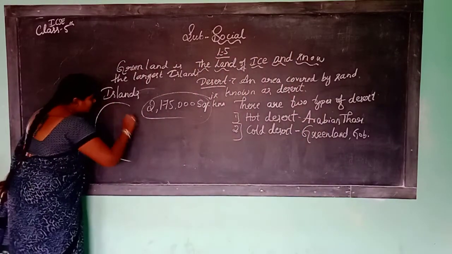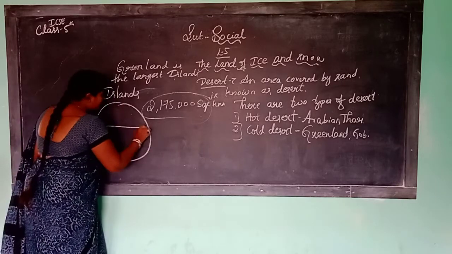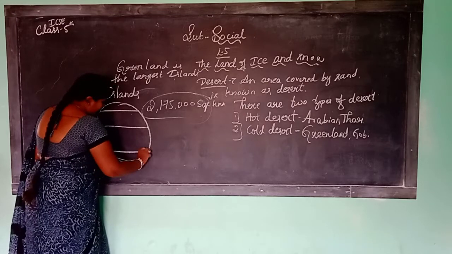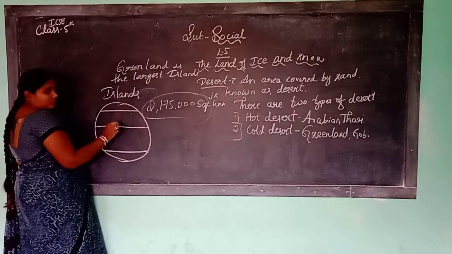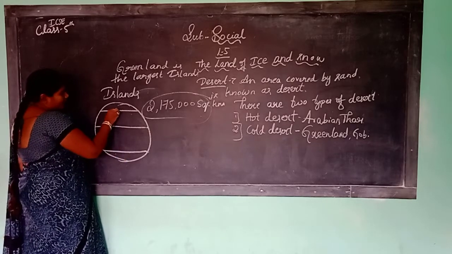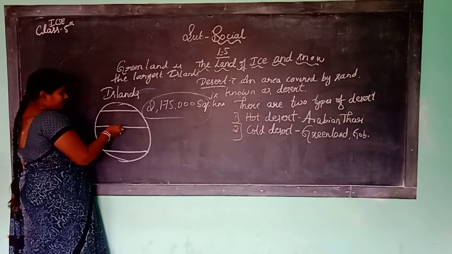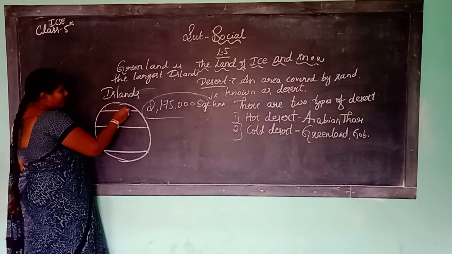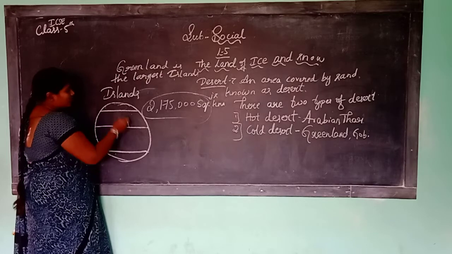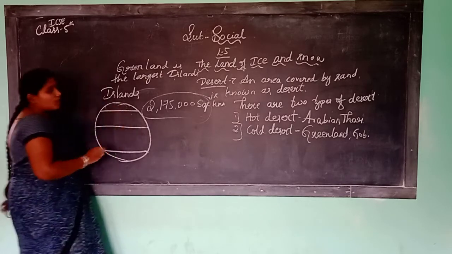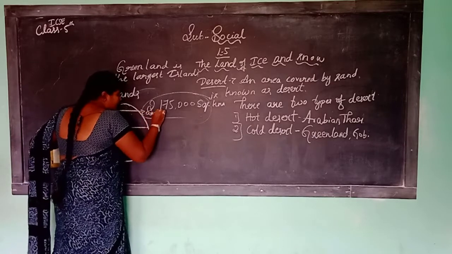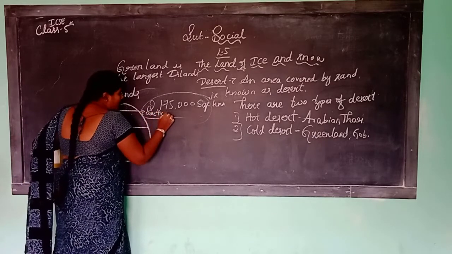What is polar region? This is very important now. So here is the Arctic Circle, here is the Antarctic Circle. Arctic region and Antarctic region. So from the Arctic Circle to the North Pole, and from the Antarctic region to the South Pole is known as the polar region. This is the Arctic Circle, children. Arctic region.